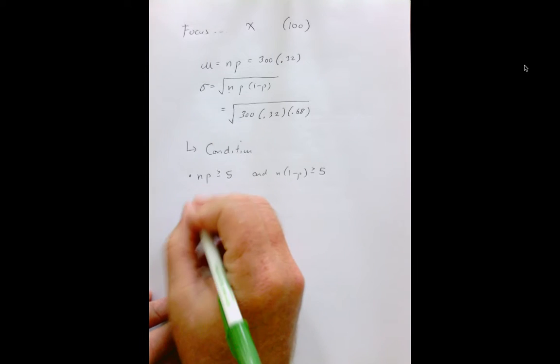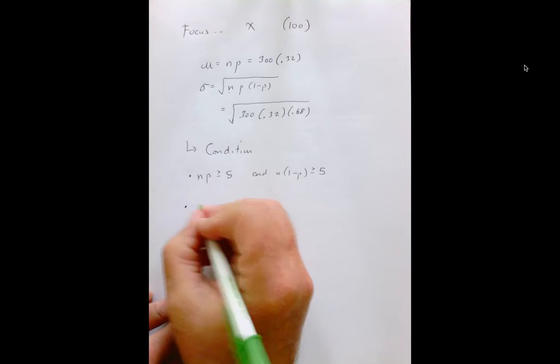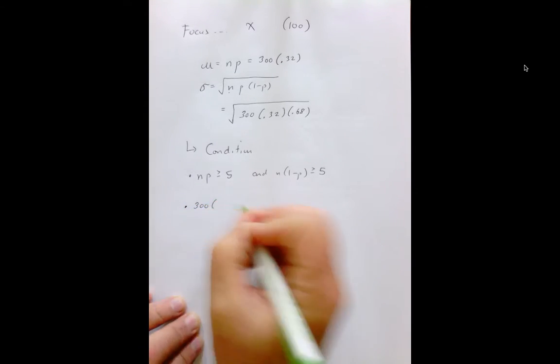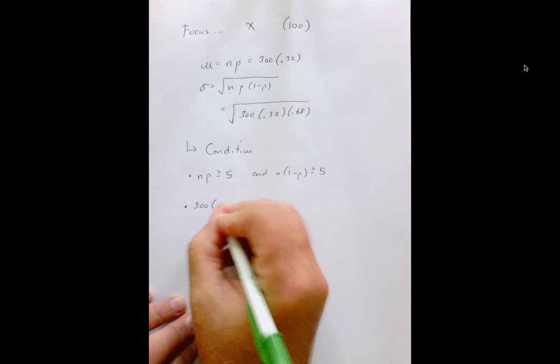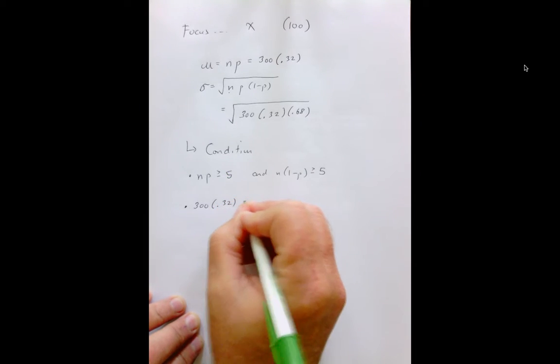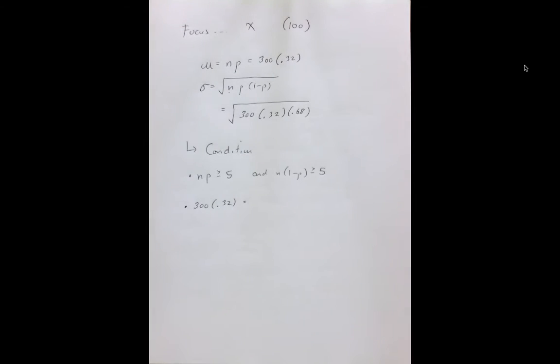So the first one I want to work is N times P. N is 300, my P is 0.32, and when I put that in my calculator, I'll tell you what, hold on just a second. I want to get my other calculator.